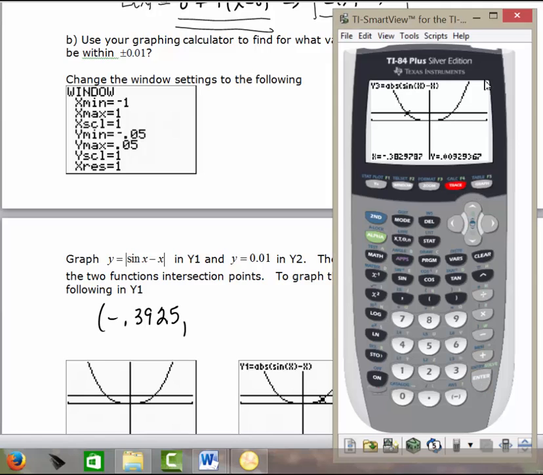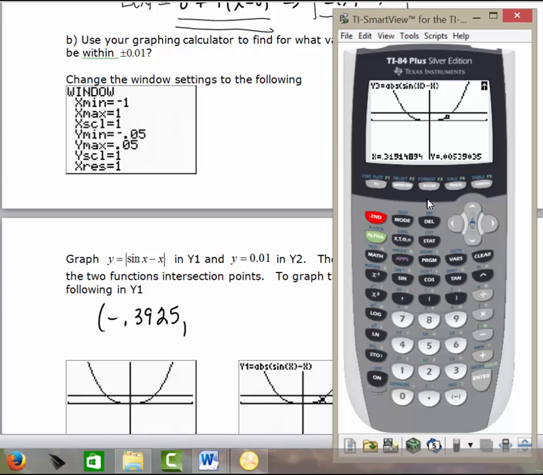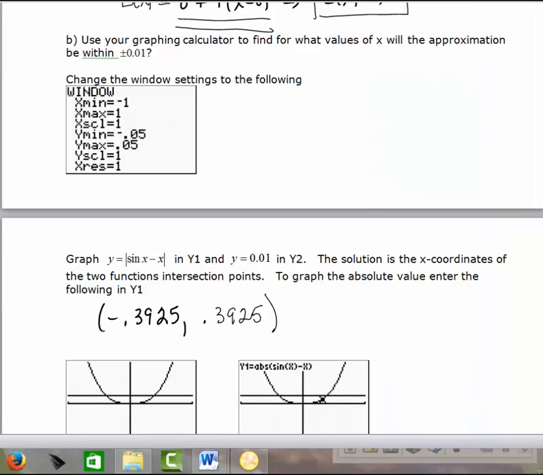Now we're going to trace, and we want to get closer to the other intersection point. You can use the arrow keys to do that. Using the arrow keys, I got close to the intersection point, and I'll hit second calculate again, hit 5 for intersection, enter for the first curve, enter for the second, and enter again for the guess. And I get 0.3925 for the positive value. If I want my error to be within plus or minus 0.01, I would be able to use the linearization for values of x between negative 0.3925 and positive 0.3925.